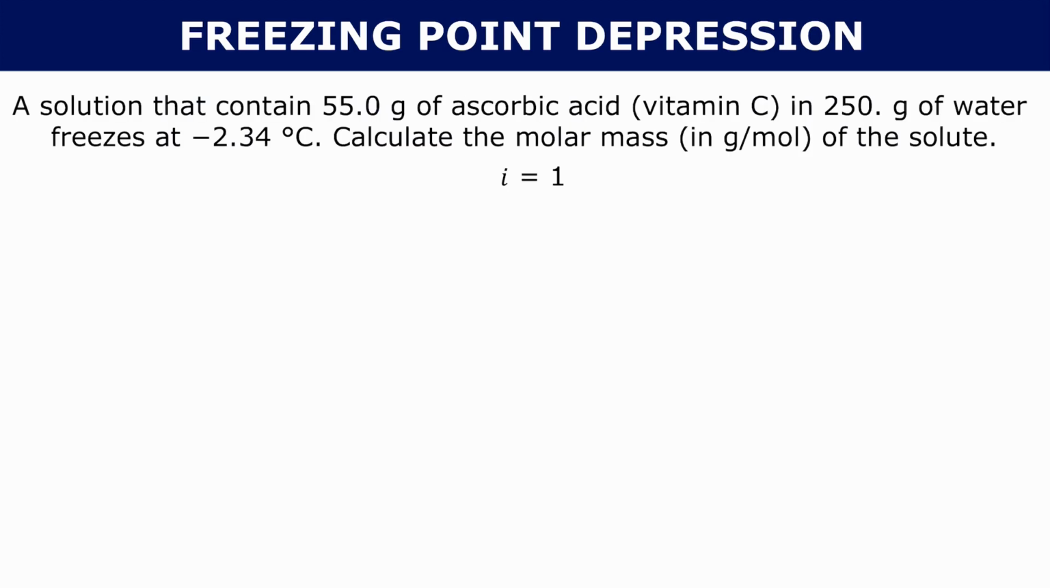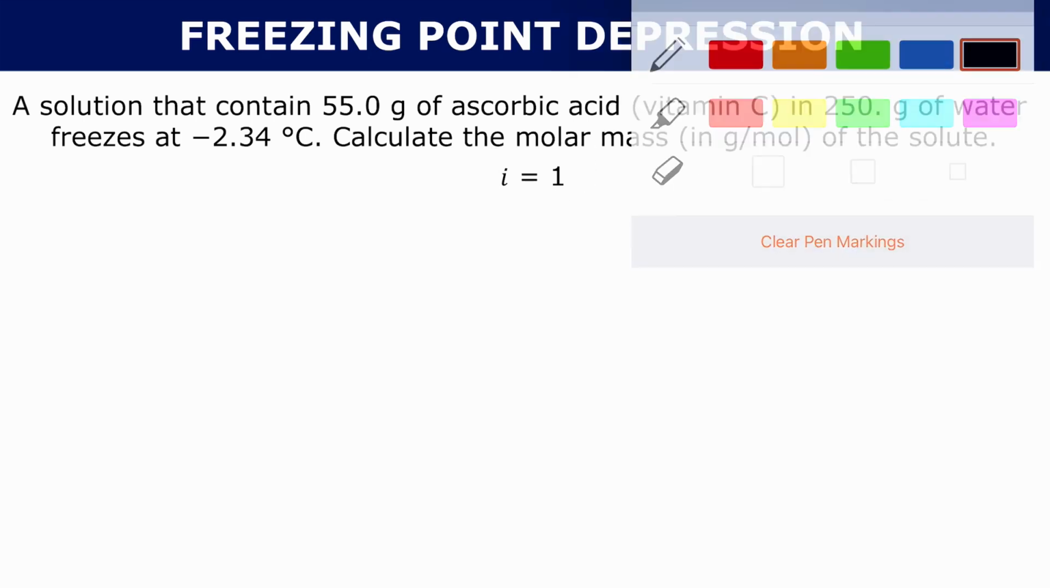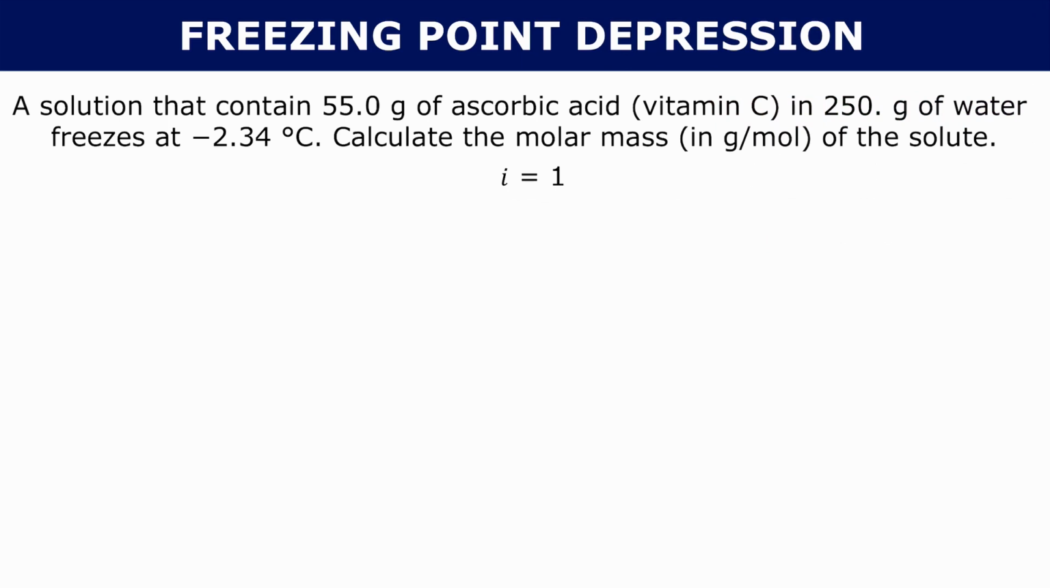We're told that a solution that contains 55 grams of ascorbic acid in 250 grams of water freezes at negative 2.34 degrees Celsius, and we're asked to calculate the molar mass of the solute. Since we haven't discussed the Van't Hoff factor yet, I'm giving the value of the Van't Hoff factor, which is 1. So let's consider what our strategy for this problem is going to be.